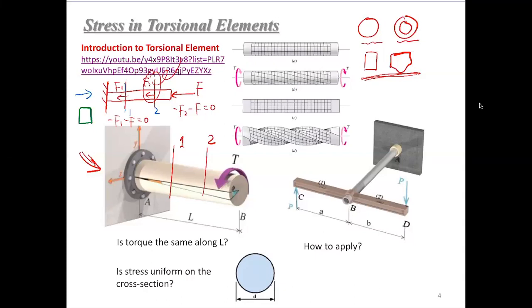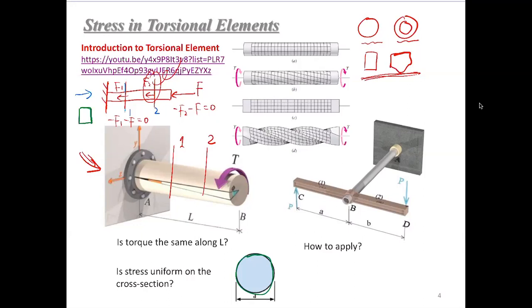Strictly speaking, if you learn elasticity and plasticity, it could be non-uniform. But in mechanics of materials, we assume that the stress is uniformly distributed through this cross-section area, in the case of normal stress in axially loaded elements. But here, in the torsional element, look at the cross section. It's a circle, as shown here. Is the stress uniformly distributed on the cross section?